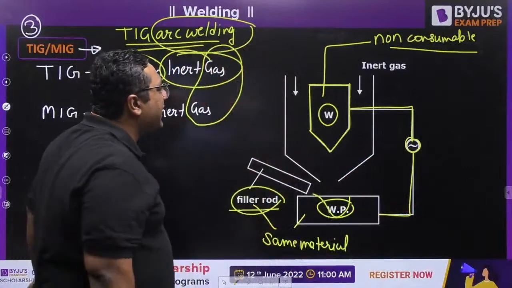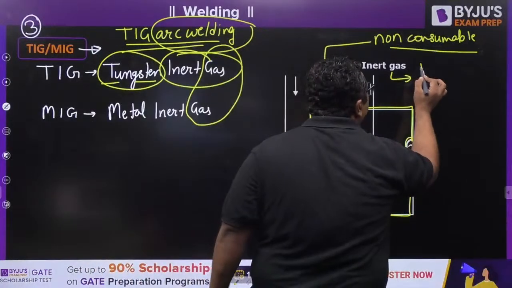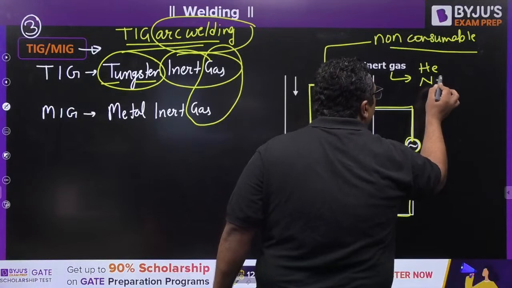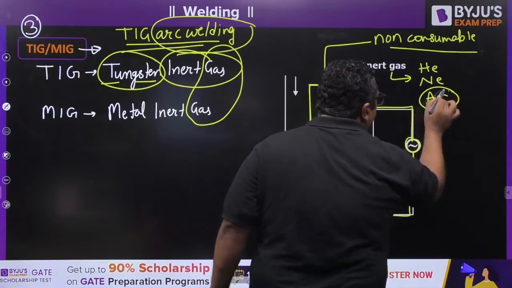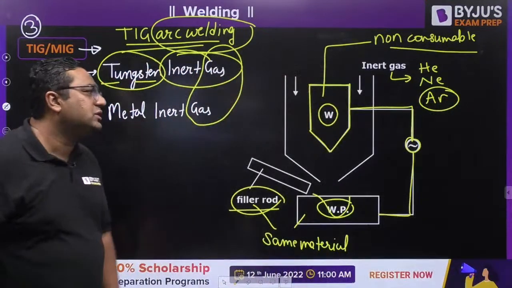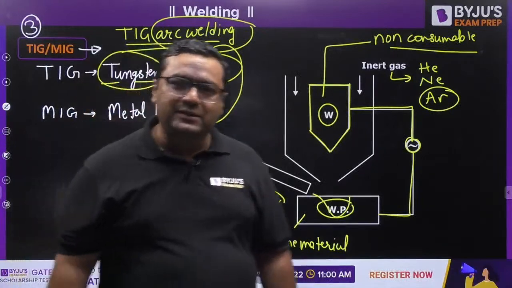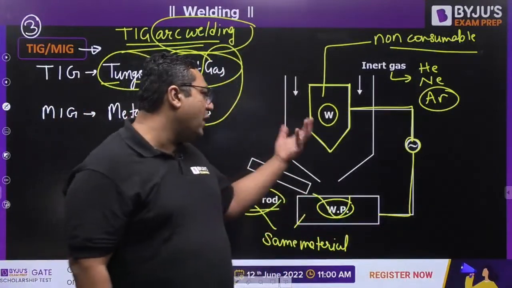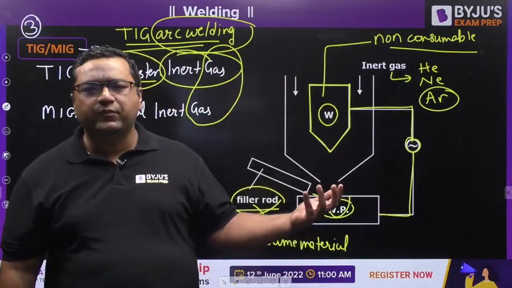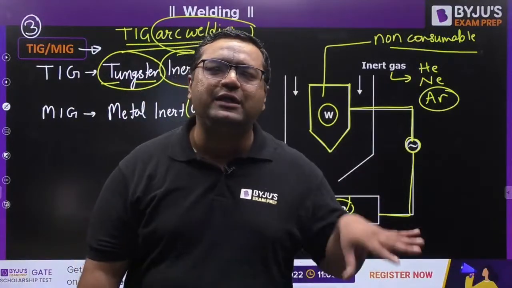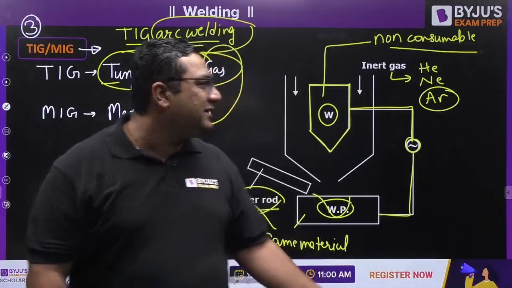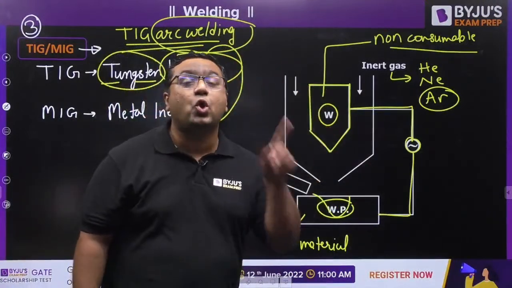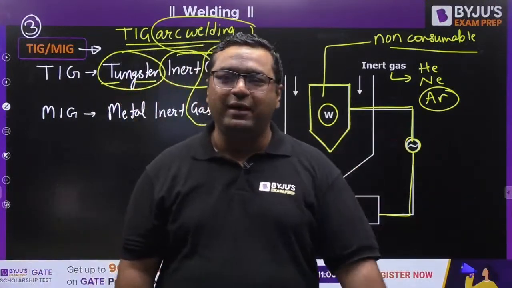And what are the inert gases we are using? You know that helium is an inert gas, neon, argon. Generally we are using argon. So argon is generally used as an inert gas for this purpose, and this inert gas will not allow any kind of reaction between metal and oxygen, so there is no metal oxide formation. So this time inert gas is serving the purpose of flux coating.